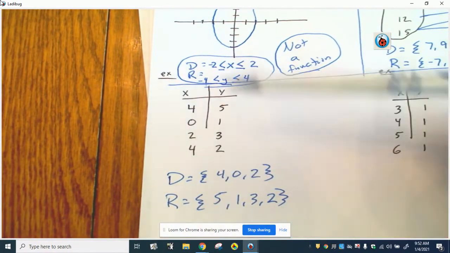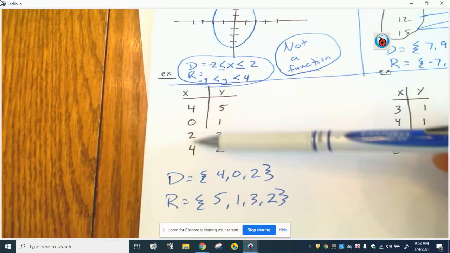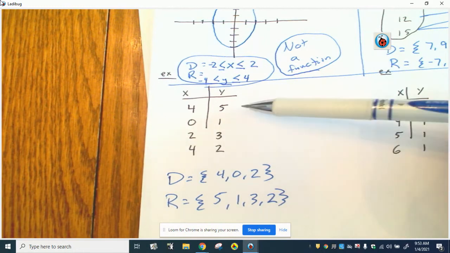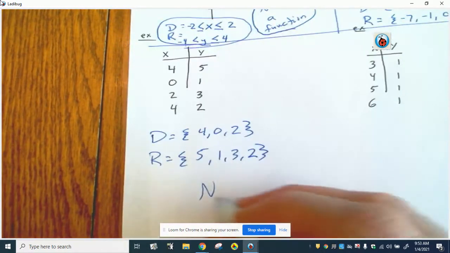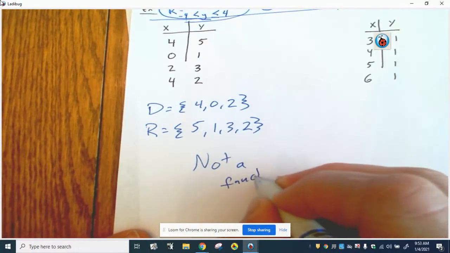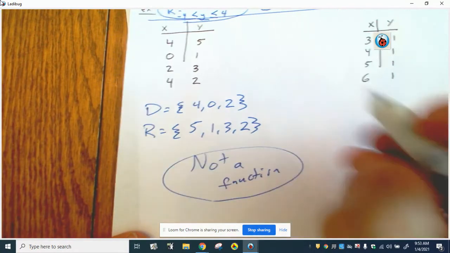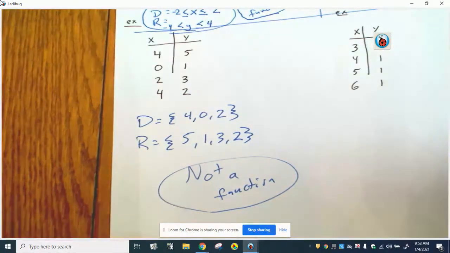And then the question is this a function? Well, here we have the same input, 4, giving us different outputs. So again, this is not a function. And the reason is because of those 2 points right there, the 4, 5 and the 4, 2.